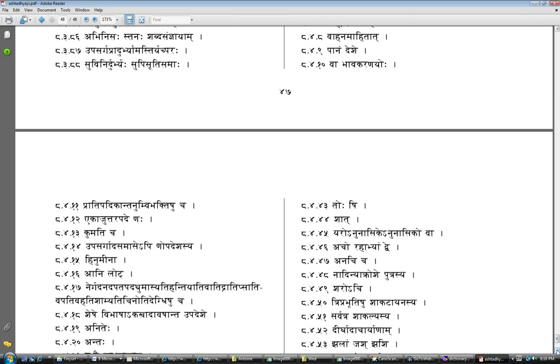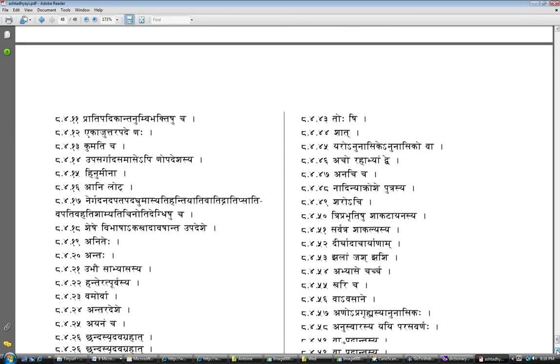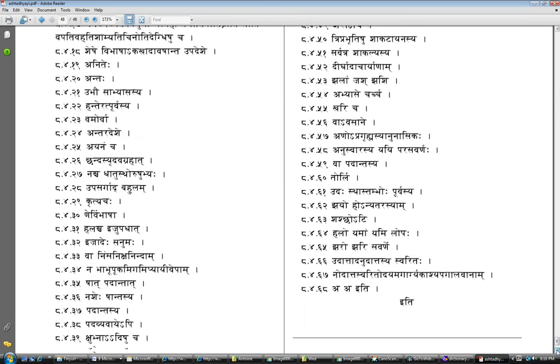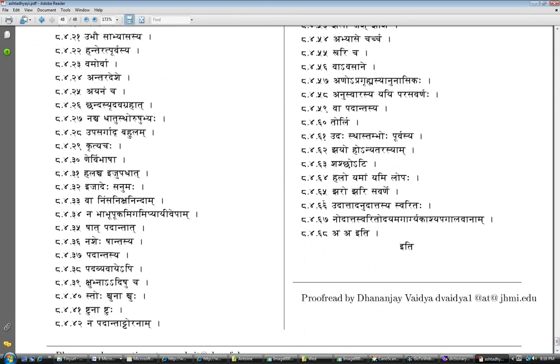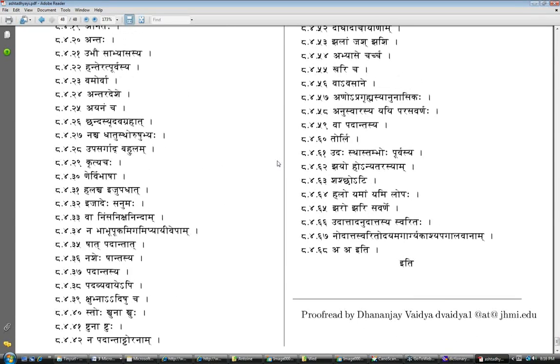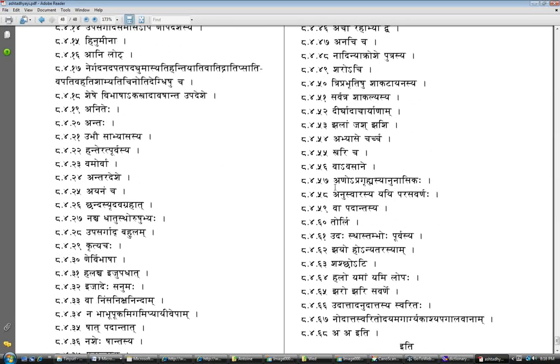Because in the Tripadi section, we cannot look back. Basically, once you apply a sutram, you cannot go back. There is only one chance to apply. Here we have this one, Anuswarasya Yai Parasavarna, which is 8.458. So 8.458 puts the na in place, while 8.324 put the anuswara in place. So sutras in between, when they come to apply, see the anuswara. That's why they're not back-to-back.